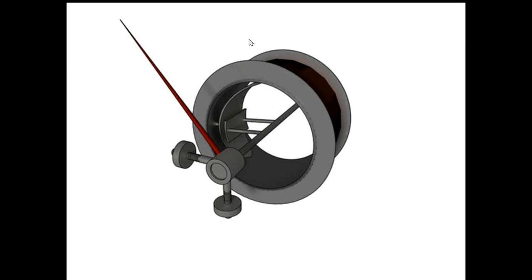This is the 3D view of the repulsion type moving iron instrument. This is the fixed iron. This is the moving iron. Please observe carefully: this moving iron is attached to the spindle, and this fixed iron is attached to the cylindrical core.